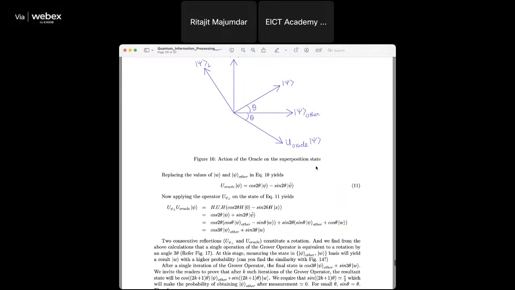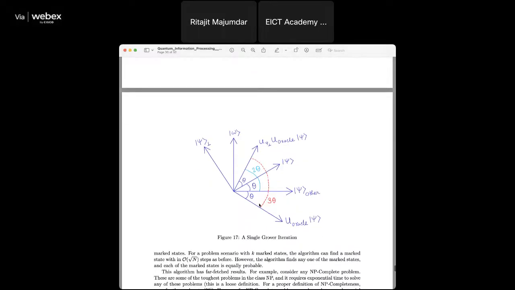The same thing happens here. It has a rotation, and I'll tell you why this rotation thing is good in some time. This one, previously it was very close to psi other. Now it moves slightly away from psi other because it has moved away. So the probability that you will get W if you measure it now becomes slightly higher than before.